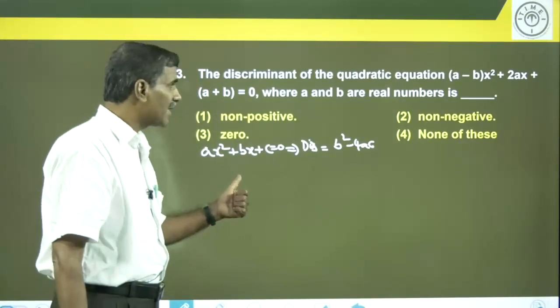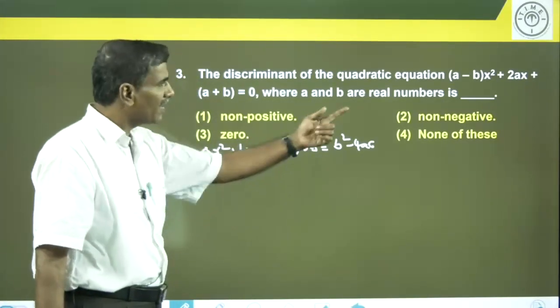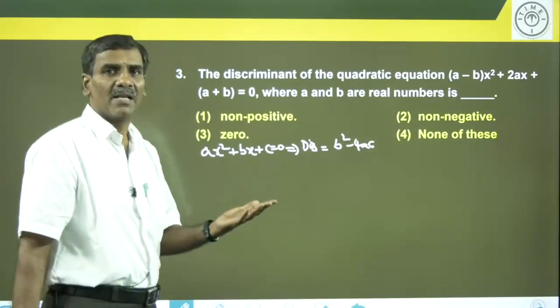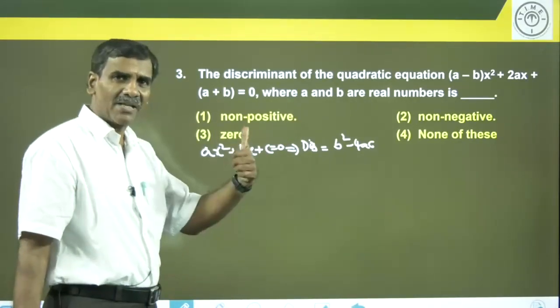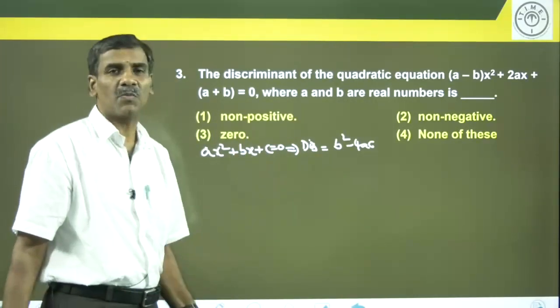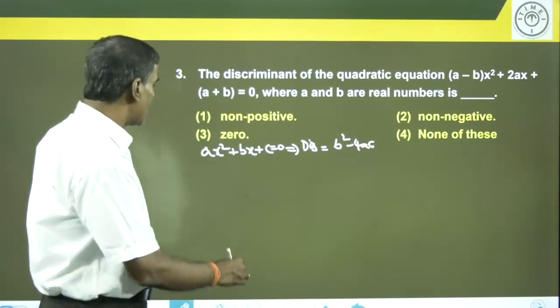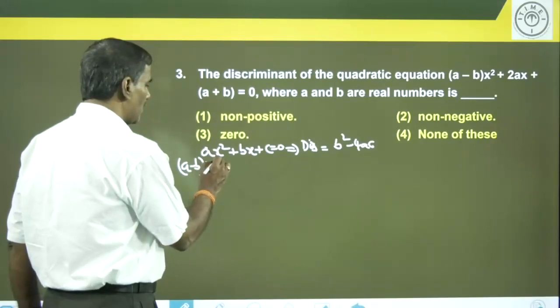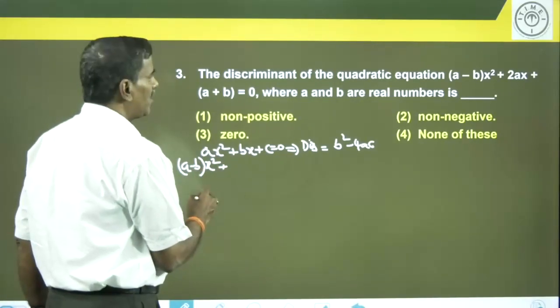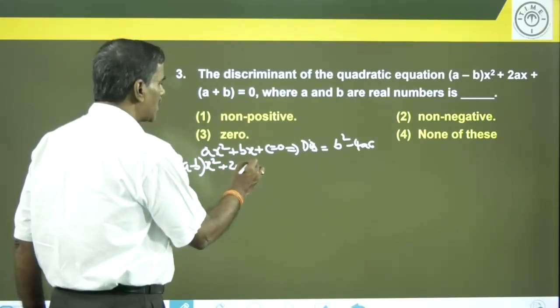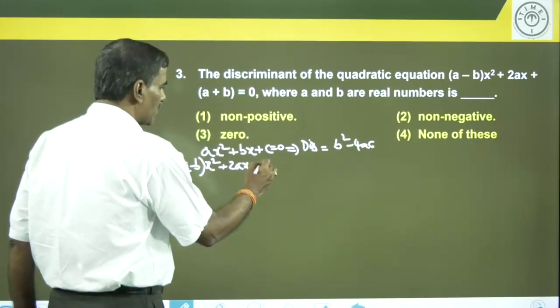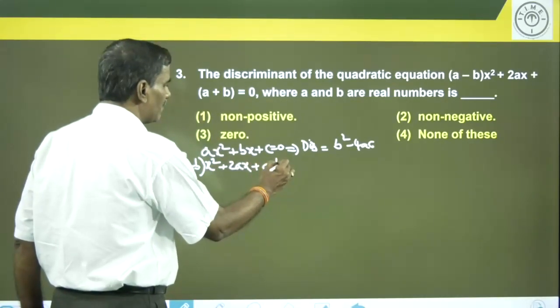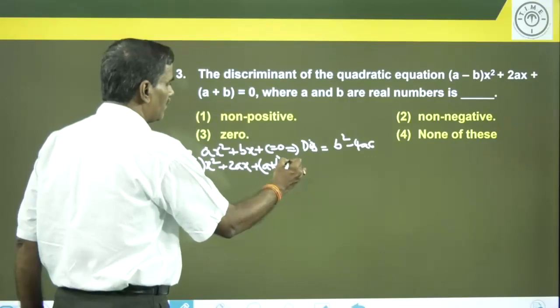But in this particular case, the equation is not in this form, it is in the given form. So we will compare that equation with the standard equation and take the values for a, b and c. So what is the equation we are having there? (a minus b) x square, followed by 2ax, and the next term is plus (a plus b), which is the constant, is equal to 0, right?